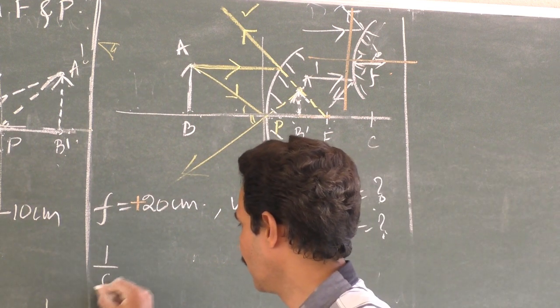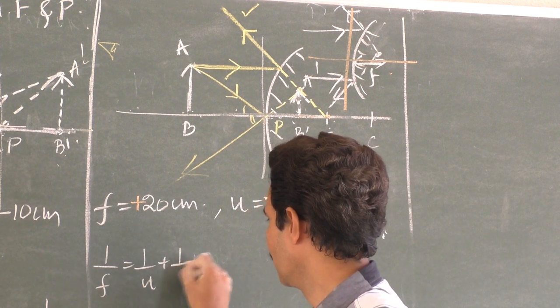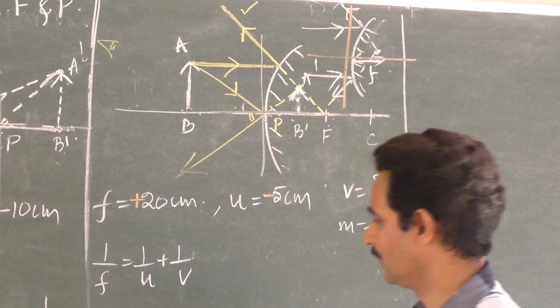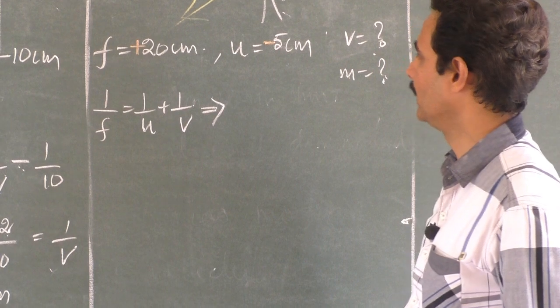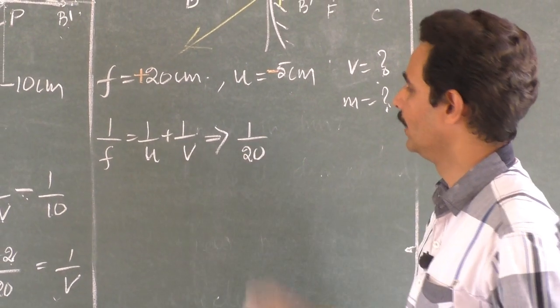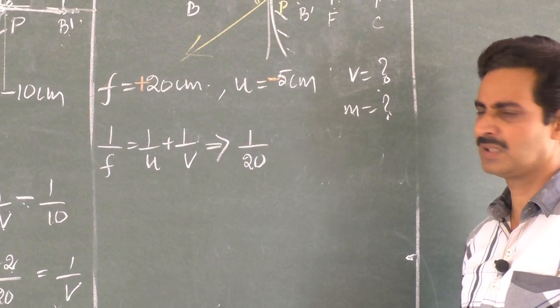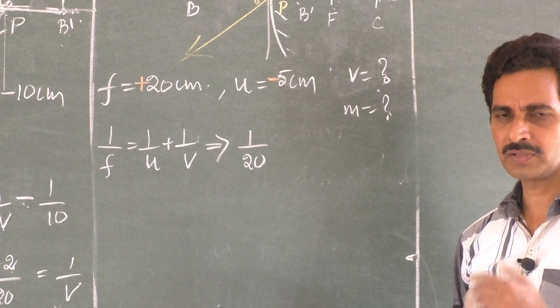Same formula, mirror formula, 1 by f equal to 1 by u plus 1 by v, or 1 by v plus 1 by u, anyway. Okay, apply this one here. 1 by f, 1 by 20 plus, it's a convex mirror. Don't learn by heart that convex mirror focal length is positive, convex mirror focal length is positive.